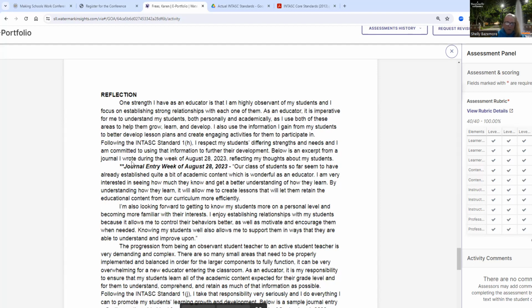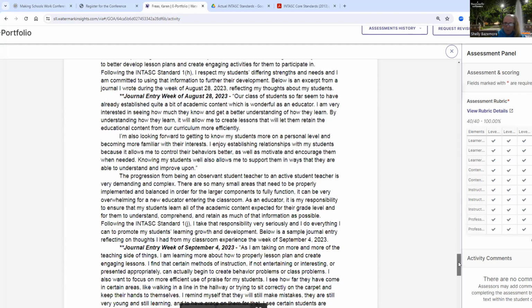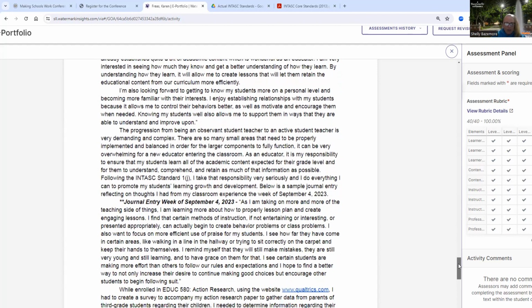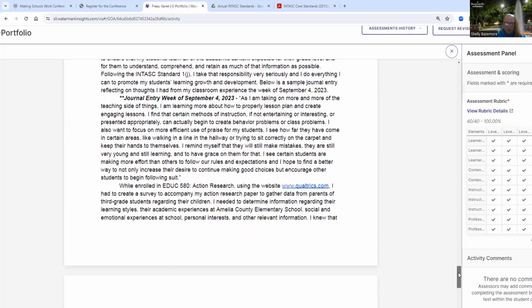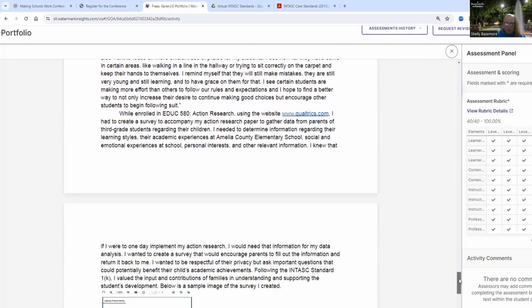Below is an excerpt from a journal I wrote during the week of August 28th, reflecting my thoughts about my students. All right, so she's got her journal entry there. Why can't I get my cursor to move? She's got another journal entry there from September 4th. So those are her 2 journal entries.